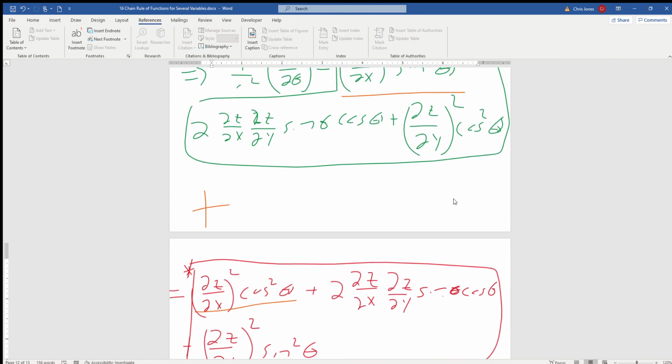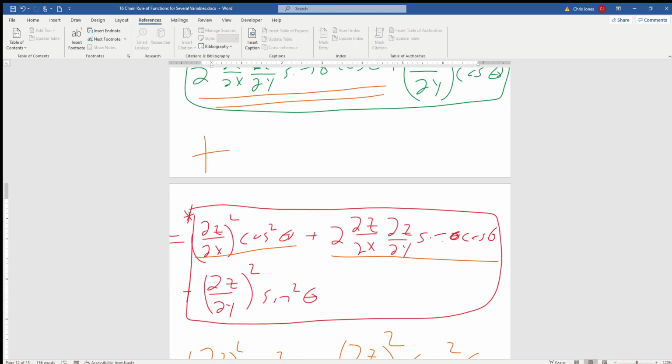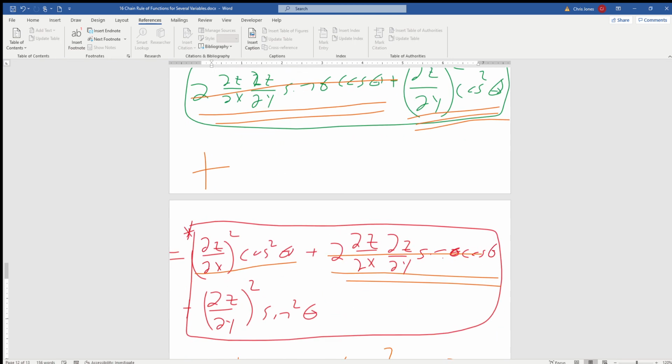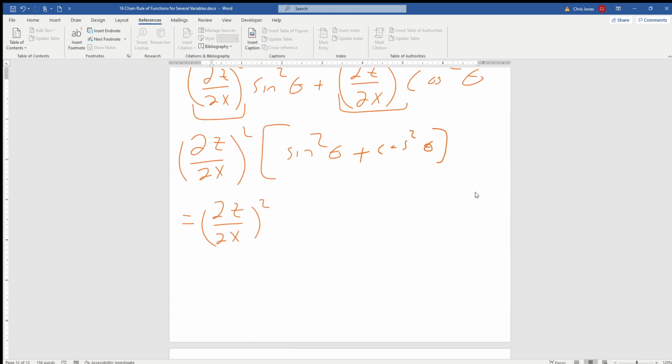And I want you to notice that we have a negative 2 partial z partial x partial z partial y sine theta cos theta, and then we have a positive 2 partial z partial x partial z partial y sine theta cos theta. Mercifully, those cancel out. All right, so notice we have a negative, and that goes away. And then the last thing that we notice is that we have a partial z partial y square cos square theta, and partial z partial y square sine square theta, and we can just add those below.